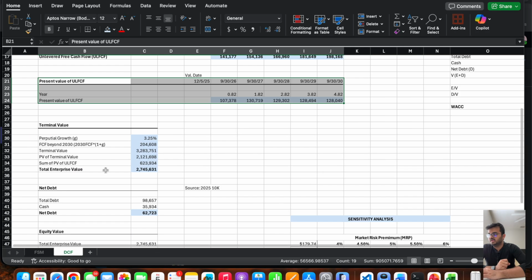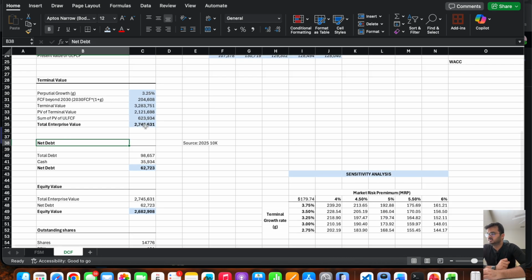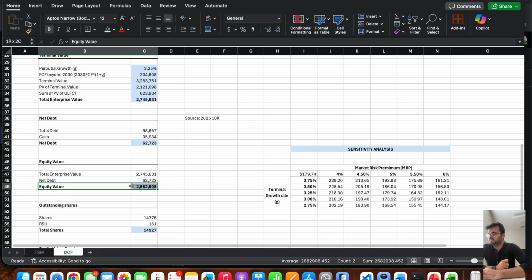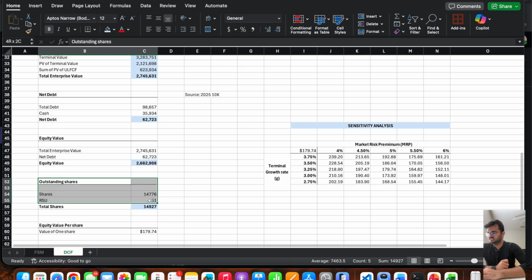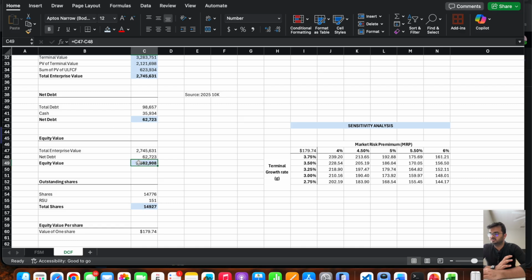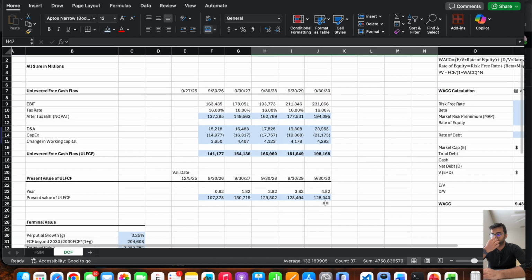present value, and calculate the total enterprise value by considering the perpetual growth, and calculate the net debt so that we could calculate the equity value of Apple. Then by the end of the day, we will calculate the total outstanding shares of Apple, then divide the equity value which we calculated by the total outstanding shares to get the DCF value of Apple stock. And by the end of the video, we will also do the sensitivity analysis by trying to plug in different numbers and figure out how the equity value of a share is changing.